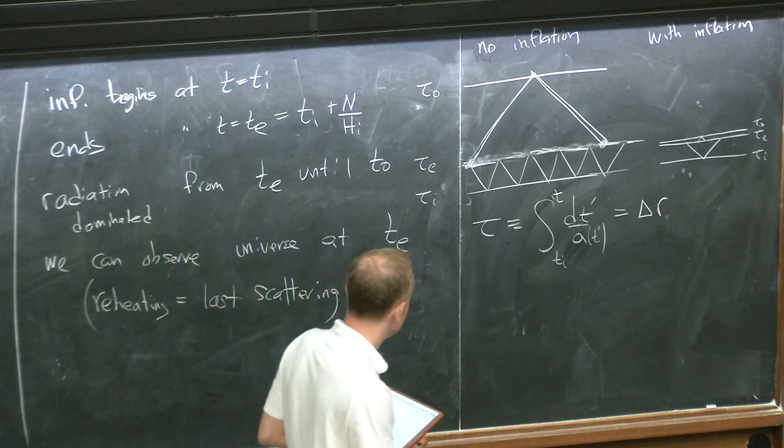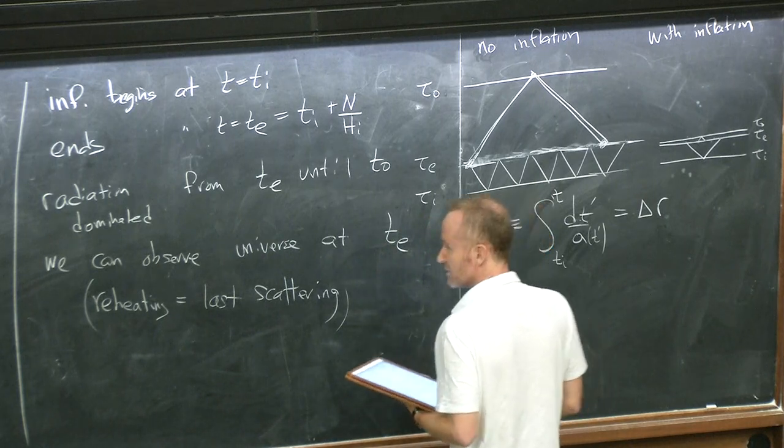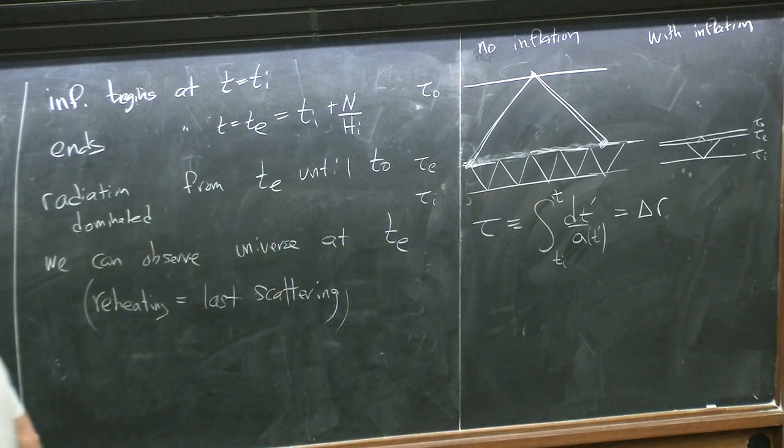So we've already done it for the case of radiation domination. Maybe I need some more room, so let me go back over here. The meaning of the number of e-folds you're asking about? Yeah. Good.